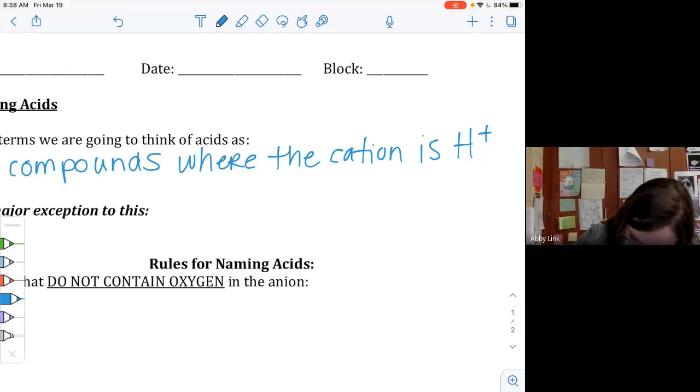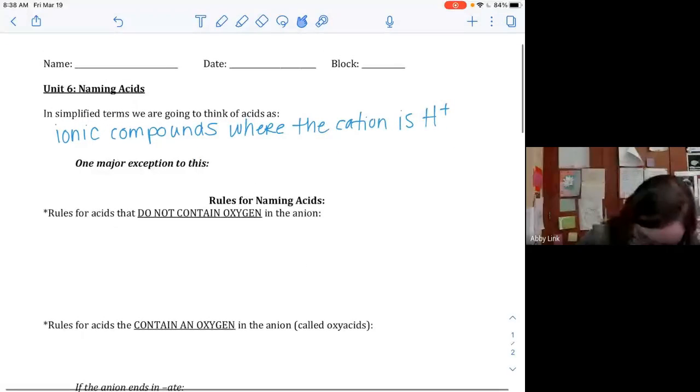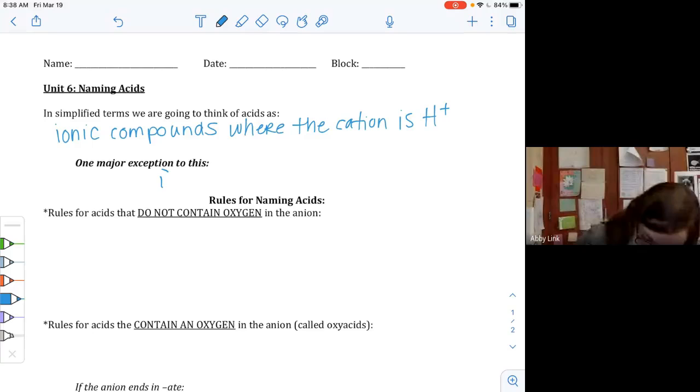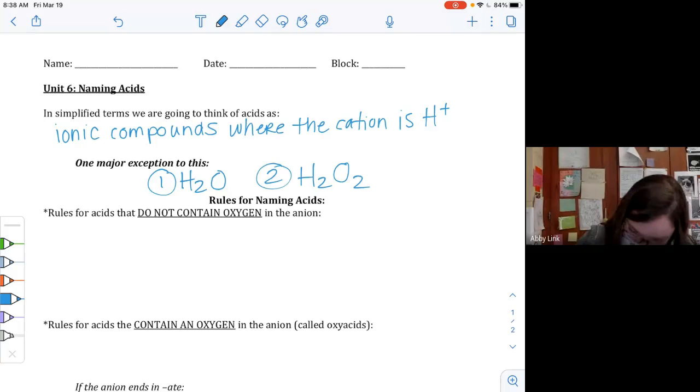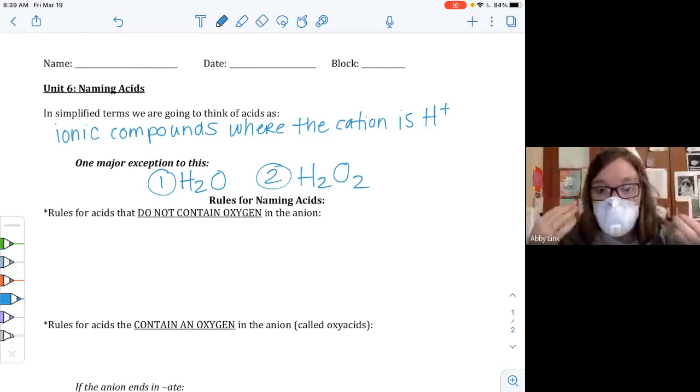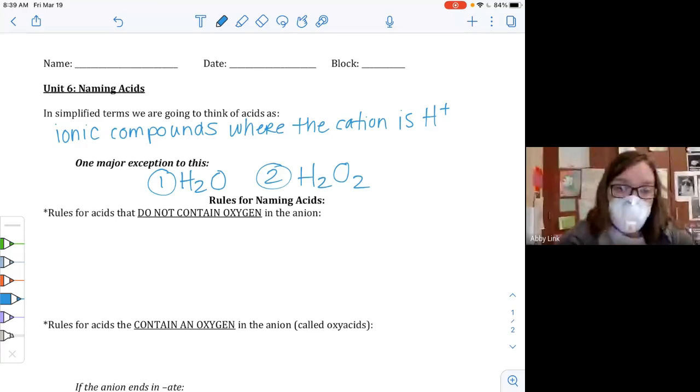There are actually two major exceptions to this rule. The first major exception to this rule is water, H2O, and actually hydrogen peroxide, which is funny that Chris brought that up this morning. Those are the two exceptions to the rule. Basically, what I mean by that is hydrogen is not the cation in these compounds. We'll learn a little bit more about why next week when we start talking about molecular compounds.